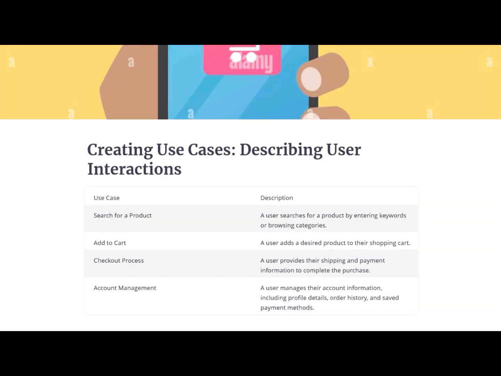How do we create different use cases? Let us quickly have a look at different use cases of an e-commerce site. Use case: search for a product. A user searches for a product by entering keywords or browsing categories. Add to cart. A user adds a desired product to their shopping cart. Checkout process. A user provides their shipping and payment information to complete the purchase. Account management. A user manages their account information including profile details, order histories, and saved payment methods. I think from these use cases you are getting a feel for how you use an Amazon or Flipkart website.